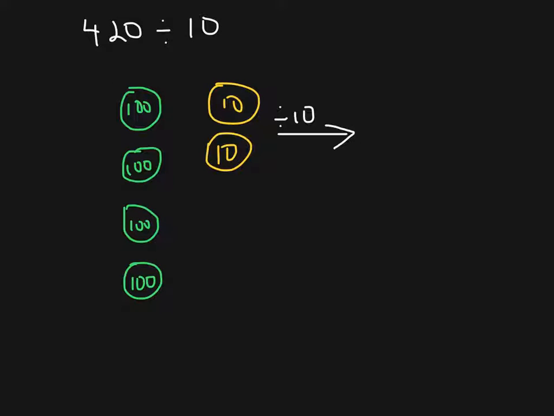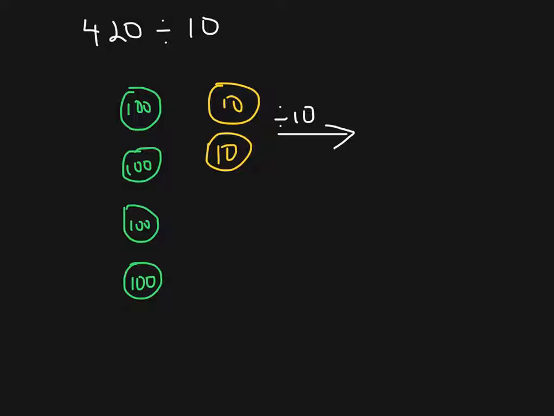Let's start off by dividing 420 by 10. And I have used place value discs this time. We're going to look at several different ways of thinking about this, and then you can choose the way that works best for you later in the lesson. Right now we're going to go back to using place value discs.